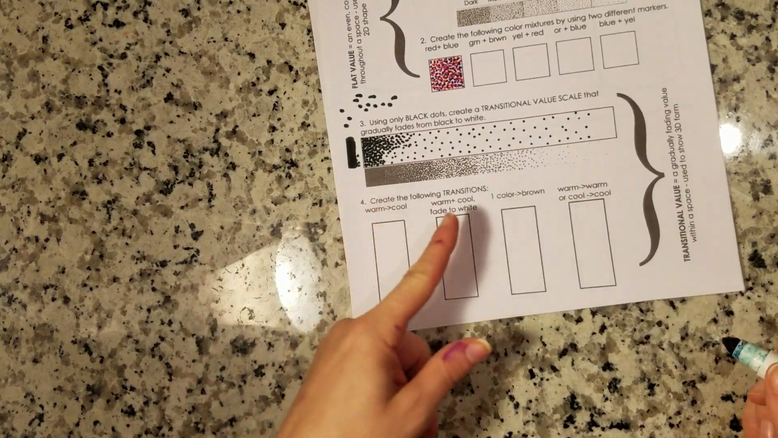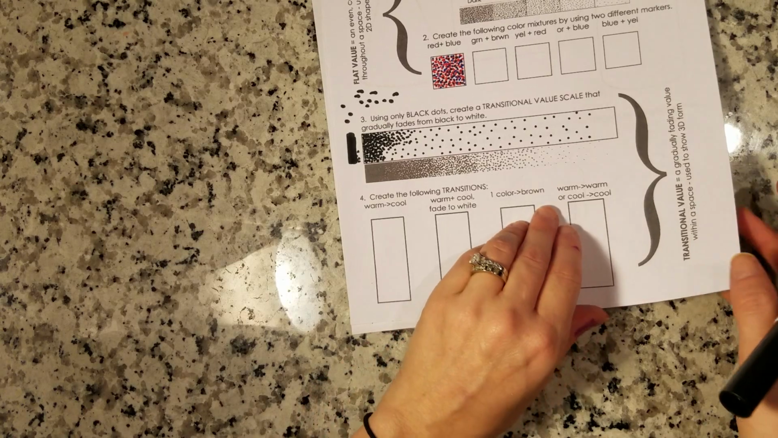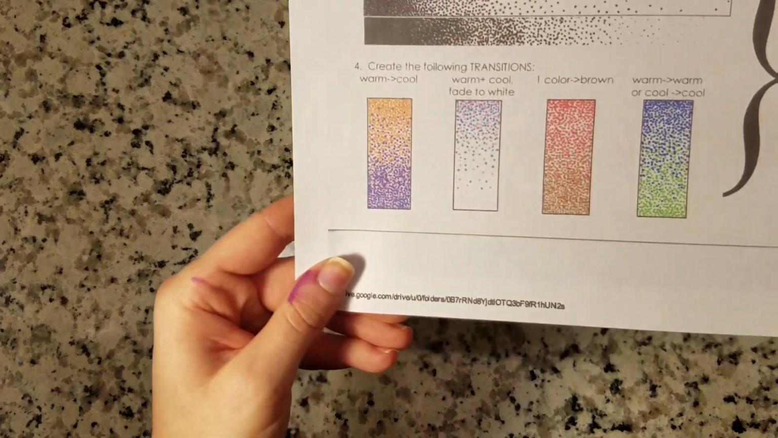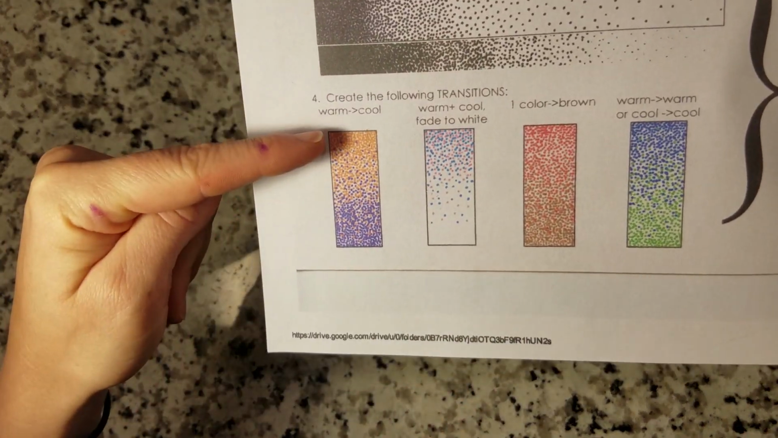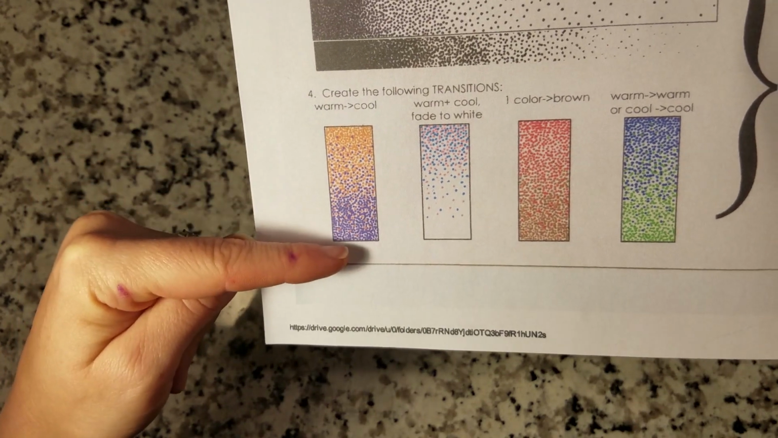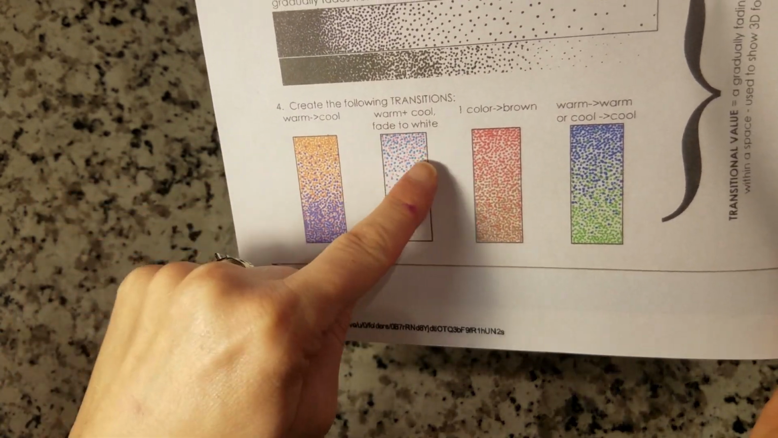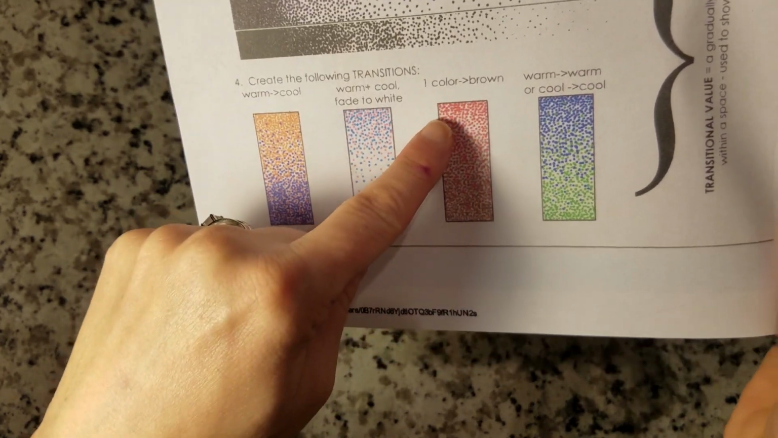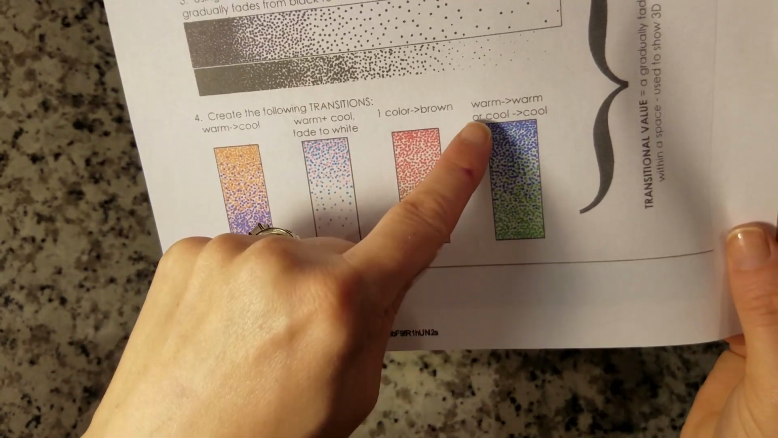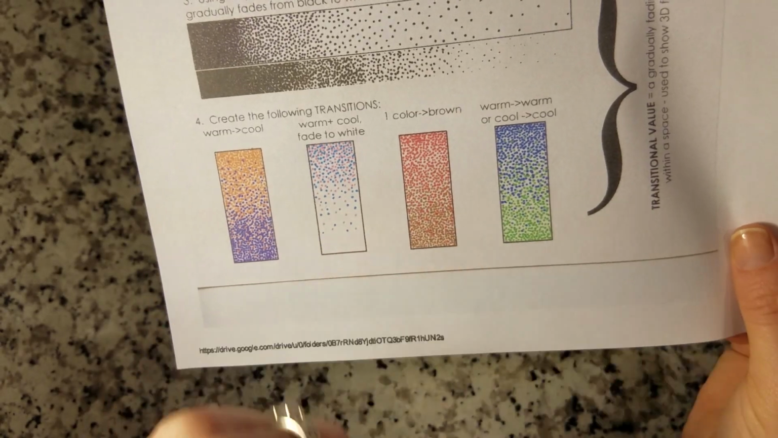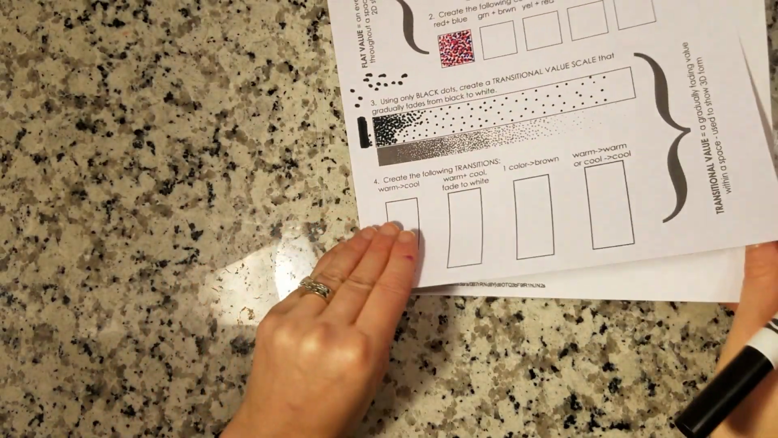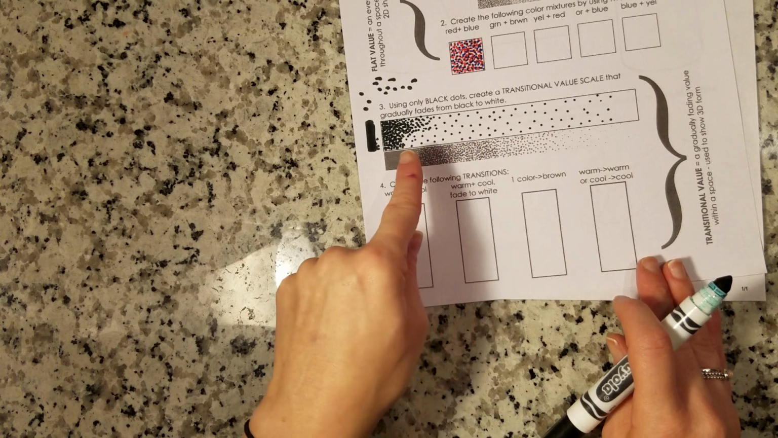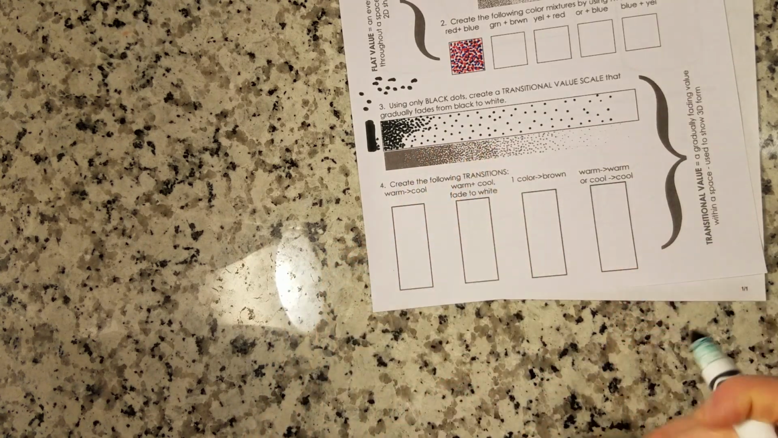Now here we're creating transition of colors. So if I look back at my example, I see that I have a warm color fading into a cool color. And then I have a warm and cool color together and they're fading to white. I have one color that I fade into brown, and I have either a warm to warm or a cool to cool. So how do I do that? Really I just do opposing transitional value scales.